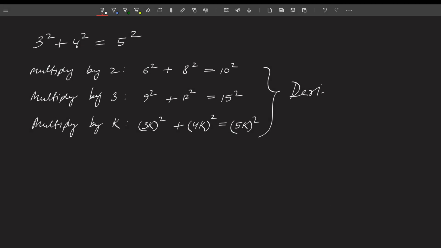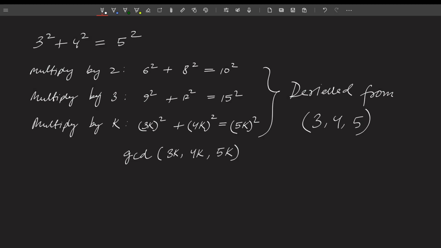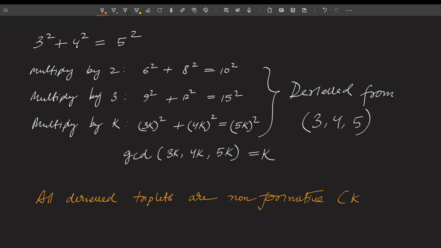So all of these are derived from the primitive triplet 3, 4, and 5. These derived triplets are the non-primitive Pythagorean triplets, and they are all derived from the primitive triplet 3, 4, and 5. Now, if we look at the GCD of any derived Pythagorean triplet, obviously it will be greater than 1. In general, the GCD of 3k, 4k, and 5k will always be equal to k. So using this method, we can now cheat the system somewhat and generate infinitely many Pythagorean triplets.